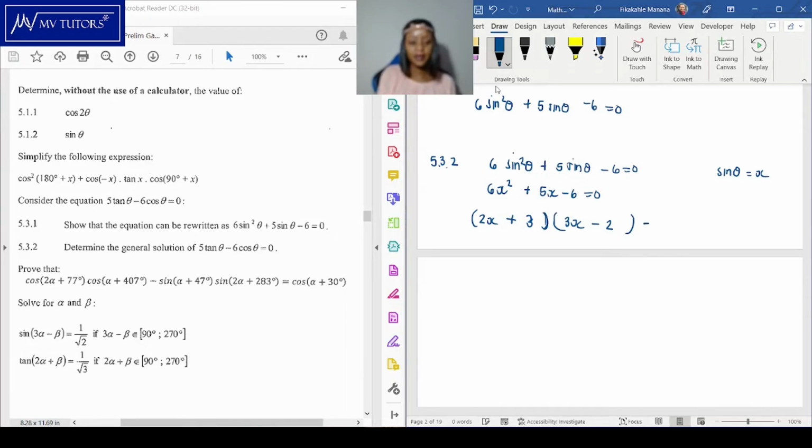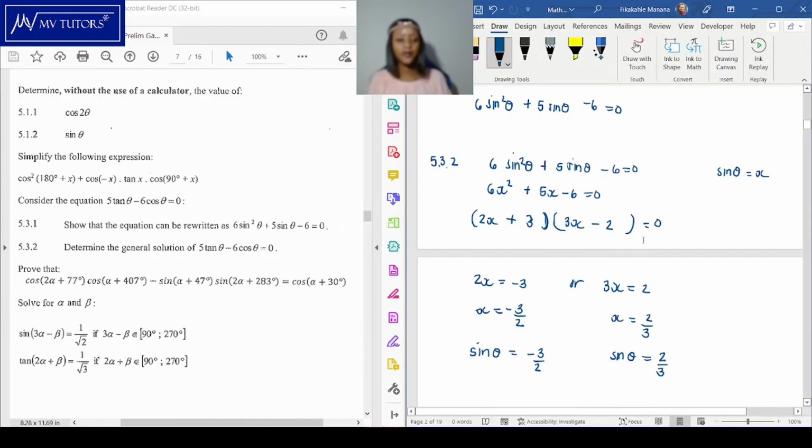All right, equal to 0. So now I know that at this point, I can just say 2x is equal to negative 3, or 3x is equal to 2. Remember, we're not dealing with x here. This is where I'm going to bring back my sine. Okay, let me just solve for x. Minus 3 over 2, 2 over 3. So I go back, sine theta is equal to negative 3 over 2, or sine theta is equal to 2 over 3.